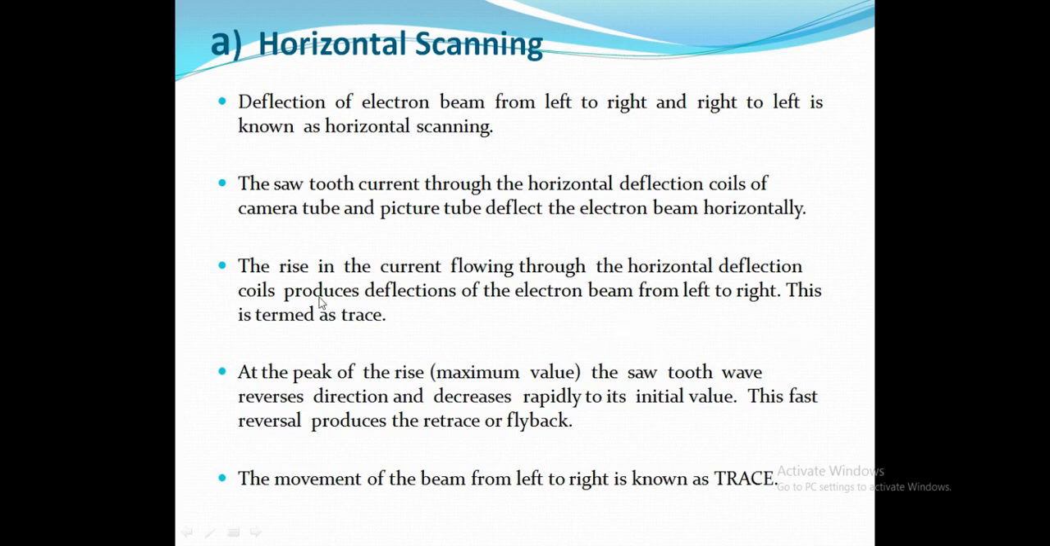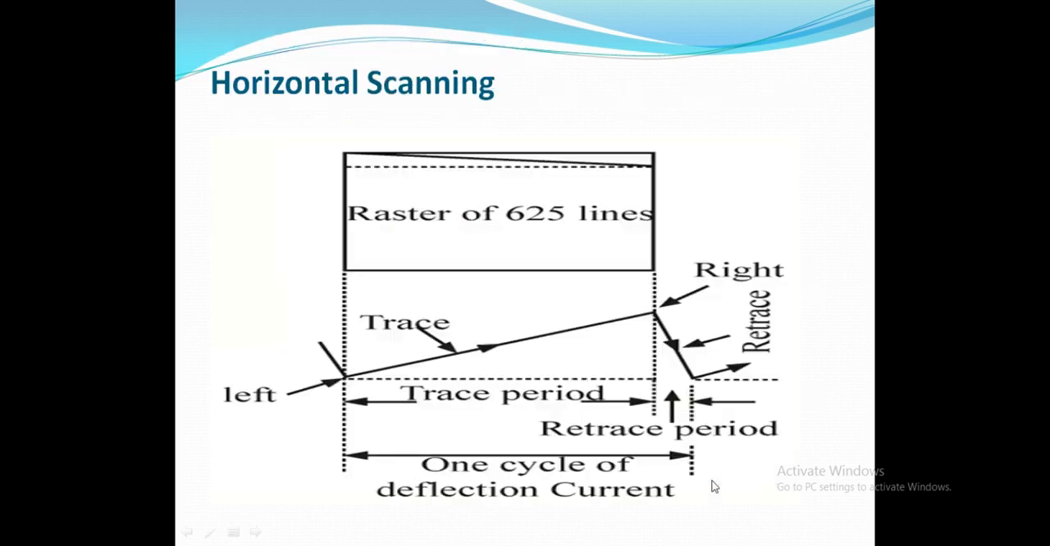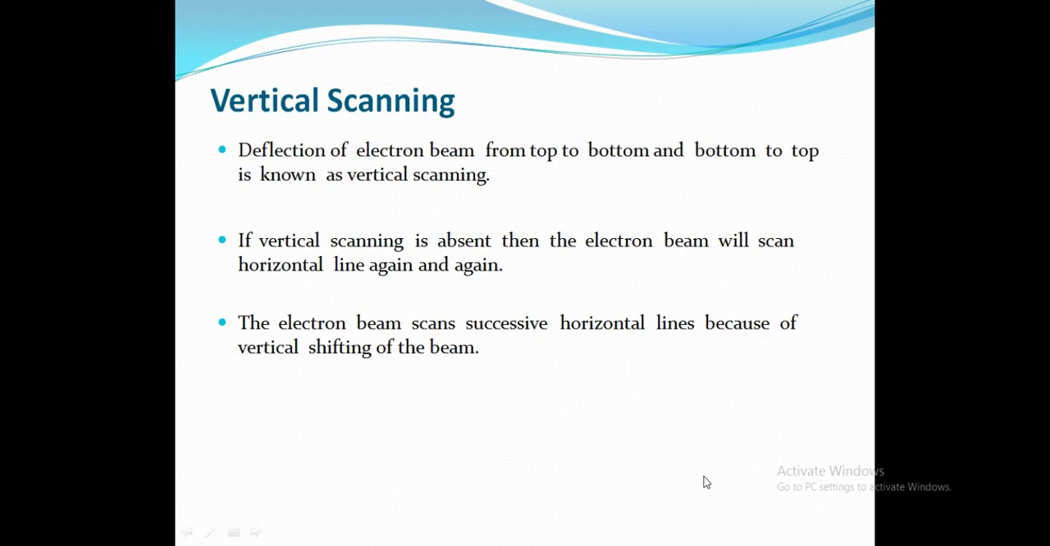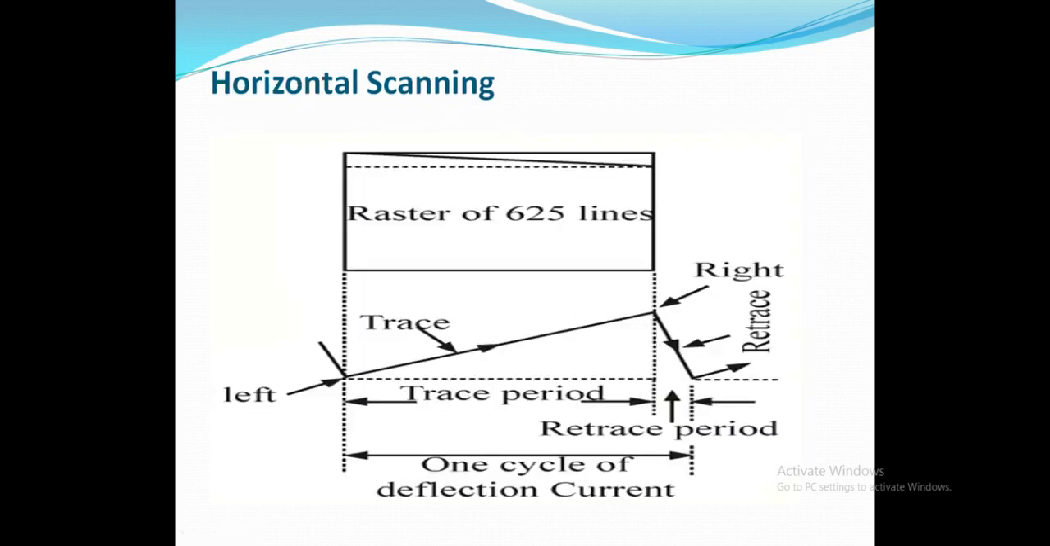The left to right electron beam movement is called a trace and the right to left electron beam movement is called a retrace. At the peak of the rise, that is, at the maximum value, the sawtooth wave reverses direction and decreases rapidly to its initial value. This fast reversal produces the retrace or flyback. So the movement of the beam from left to right is known as a trace and the movement from right to left is known as a retrace.